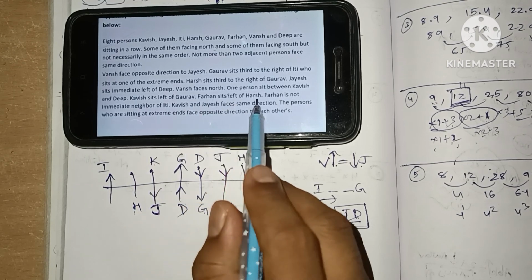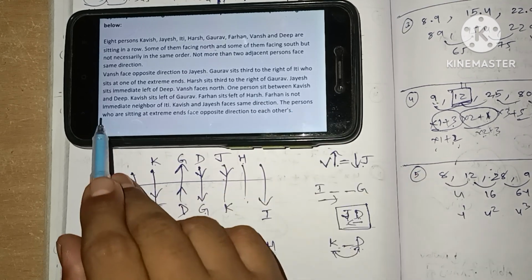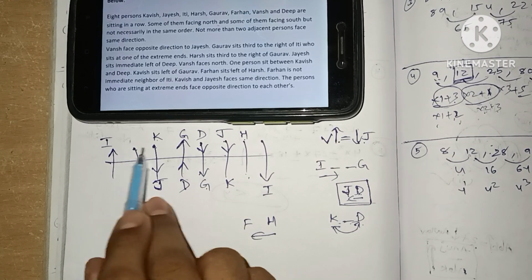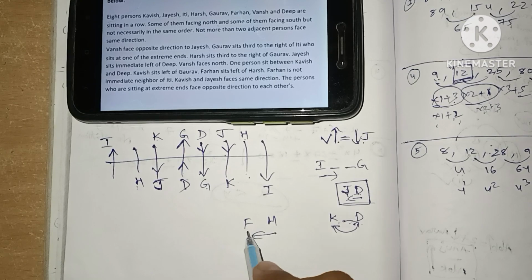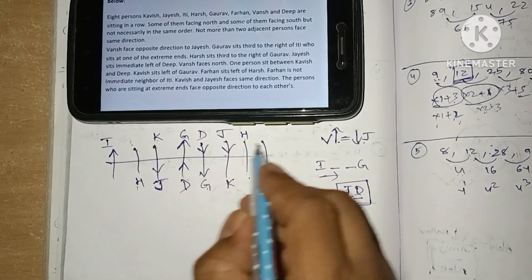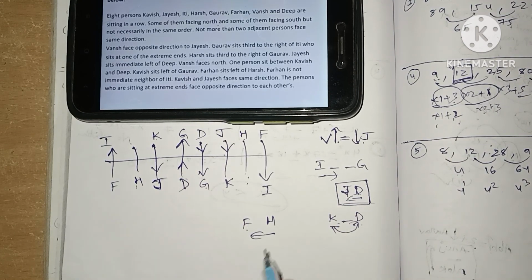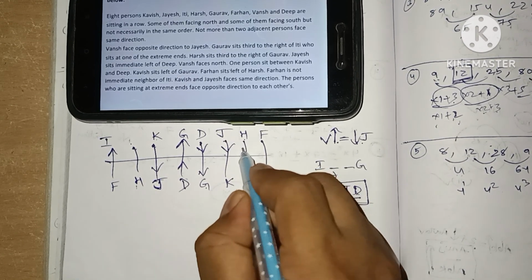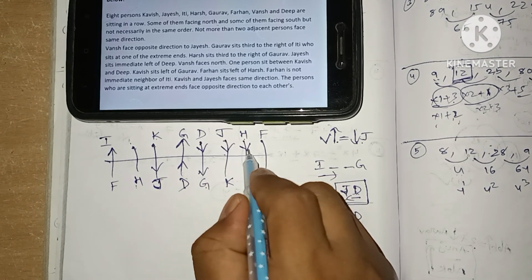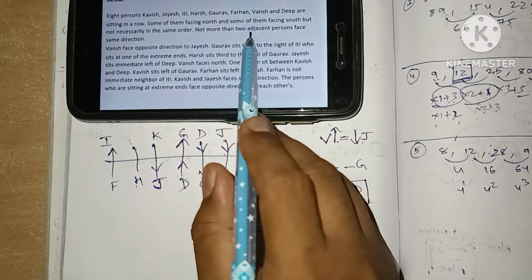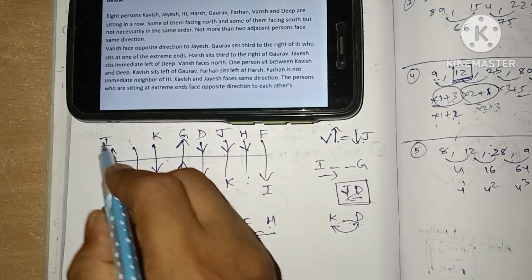Farhan sits left of Harsh. Left of Harsh is Farhan. Farhan is not an immediate neighbor of Iti. So we are left with only two places, and it is said that Farhan is not an immediate neighbor of Iti. So this is not the place for Farhan, and this is the only place for Farhan. And Farhan is left of H. So the direction of this one must be downwards. So here we get three immediate persons, but in our question it is clear that not more than two adjacent persons face the same direction. So it is more than two, so this case fails.